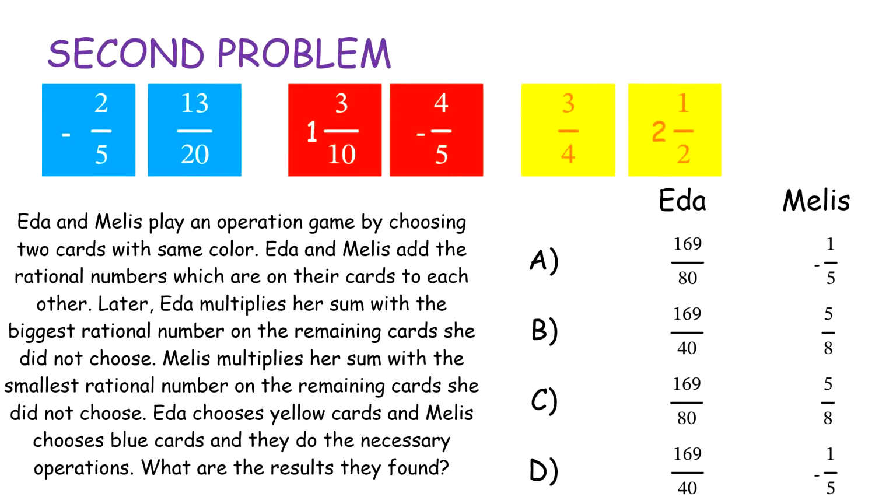This is the second problem. Eda and Melis play an operation game by choosing two cards with the same color. Eda and Melis add the rational numbers which are on their cards to each other. Later, Eda multiplies her sum with the biggest rational number on the remaining cards she didn't choose. Melis multiplies her sum with the smallest rational number on the remaining cards she didn't choose. Eda chooses yellow cards and Melis chooses blue cards and they do necessary operations. What are the results they found?